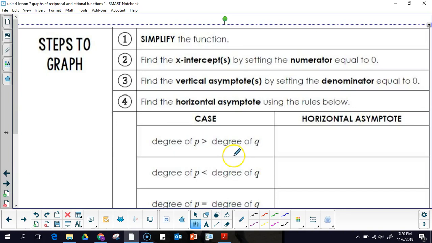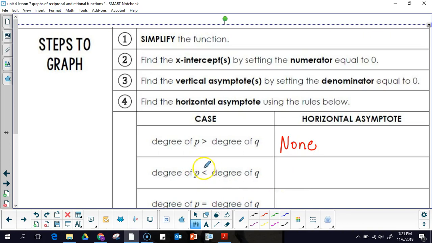All right, continuing on page 13. We're going to pretty much graph these, but there is one reason you need to simplify this function, and that is to find what we call holes. We're going to get to that in just a second. I'm going to fill in this for you right here. If the degree of p is greater than the degree of q, in other words, if the numerator's degree is bigger than the denominator's degree, then there's no horizontal asymptote.